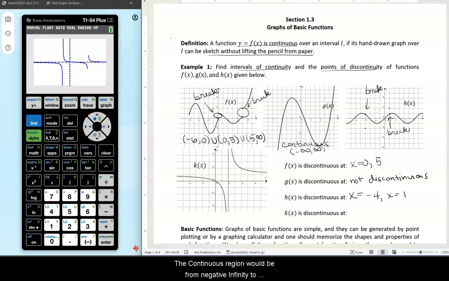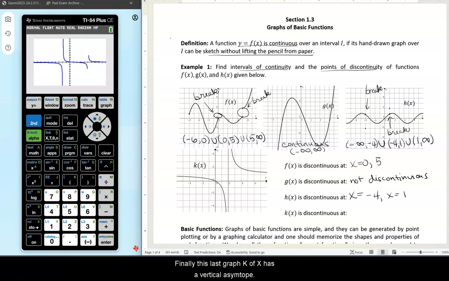The continuous region would be from negative infinity to that first break at -4. Then we graph from -4 to 1. And then we pick up graphing on the other side of 1 to infinity.